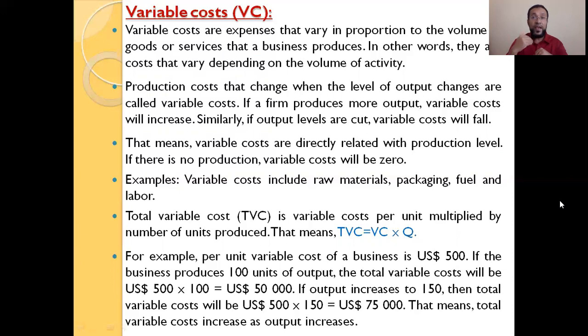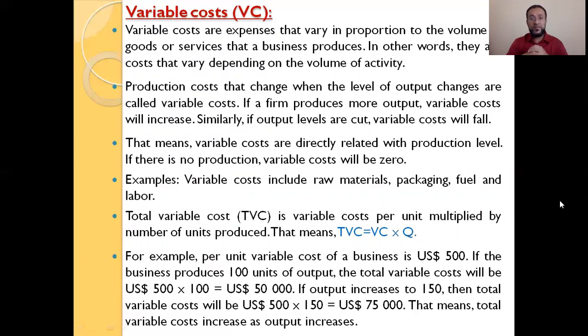That means when you increase production, you have to buy raw materials, you have to spend money for packaging, you have to pay for fuel, and you have to pay for the temporary workers. So these are the variable costs. This cost depends on the production. If production is more, then you will have to pay more. If production is less, business will have to pay less.